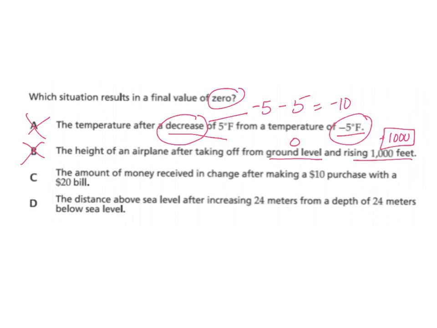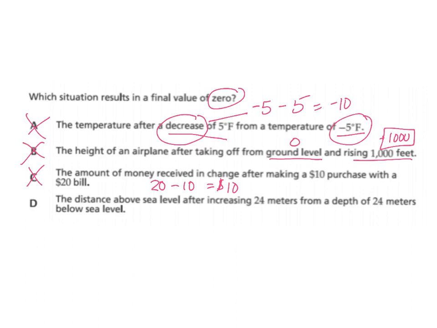C says the amount of money received in change after making a $10 purchase with a $20 bill. So if you pay with a 20 and you buy something for 10, 20 minus 10 is 10. So C doesn't work either.